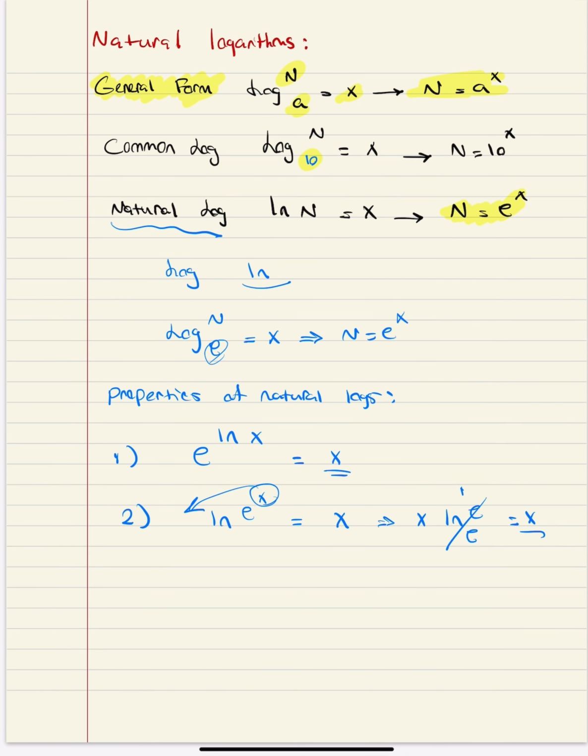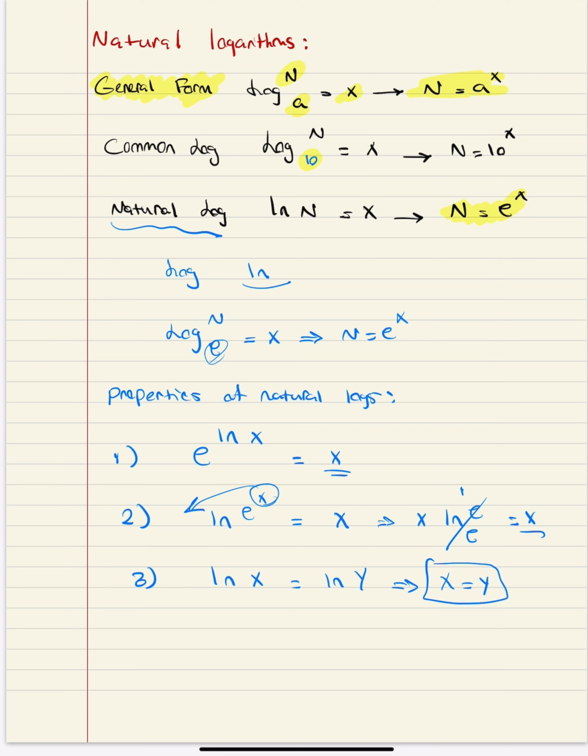This is also an important property which will help us in simplifying natural logarithm expressions. And lastly, I wanted to say, if we have a natural logarithm of some number x equals the natural logarithm of some number y, this means that x and y are equal to one another.